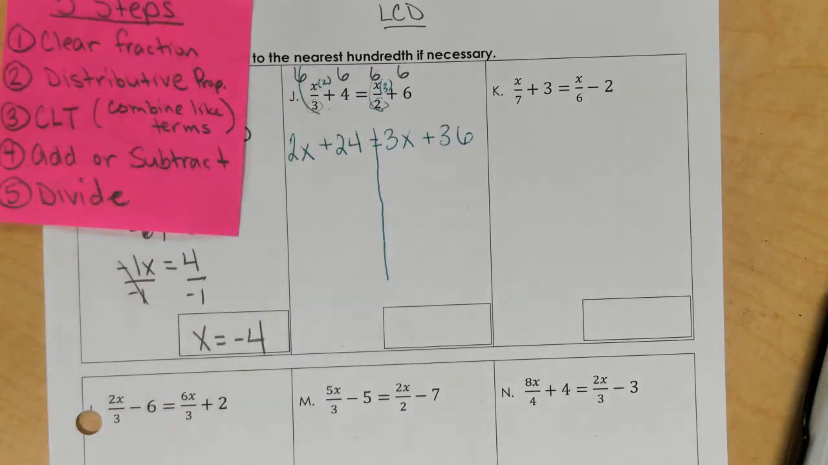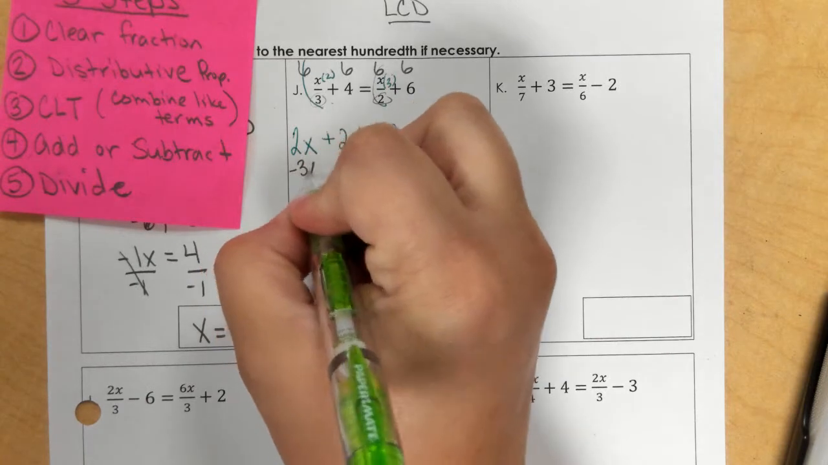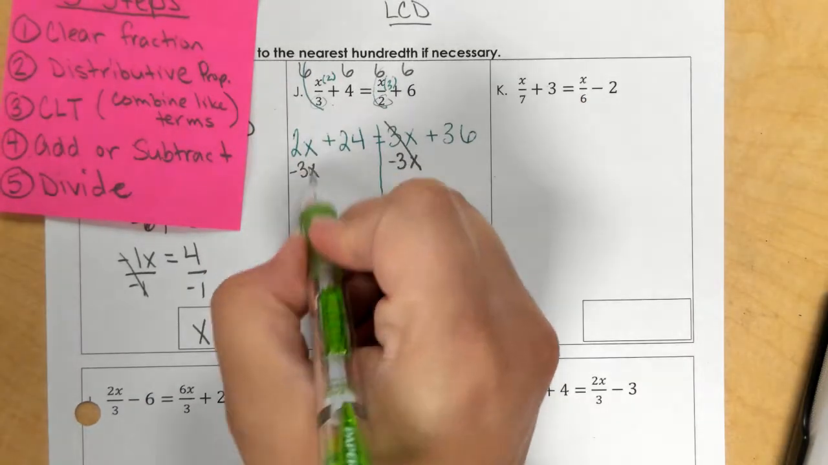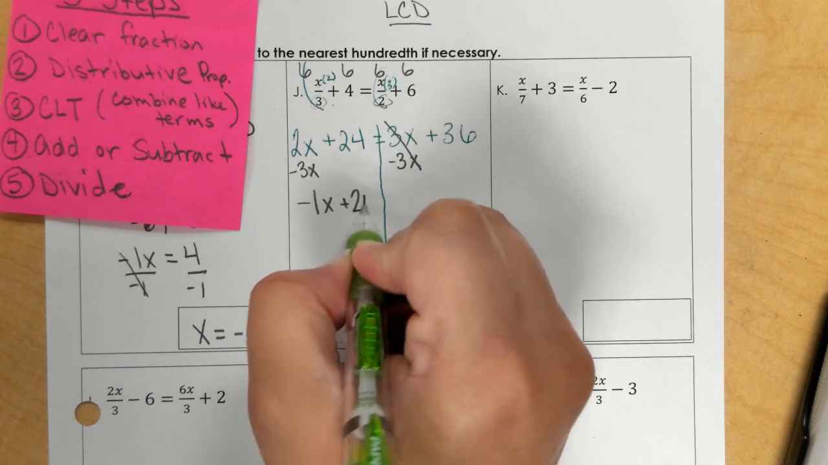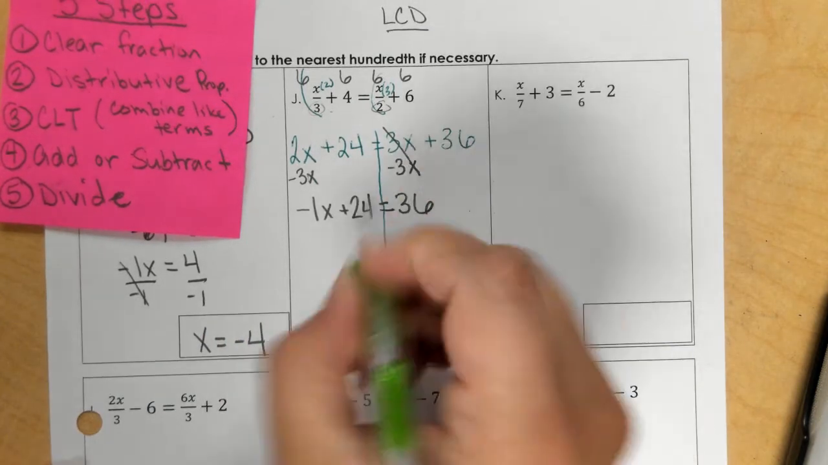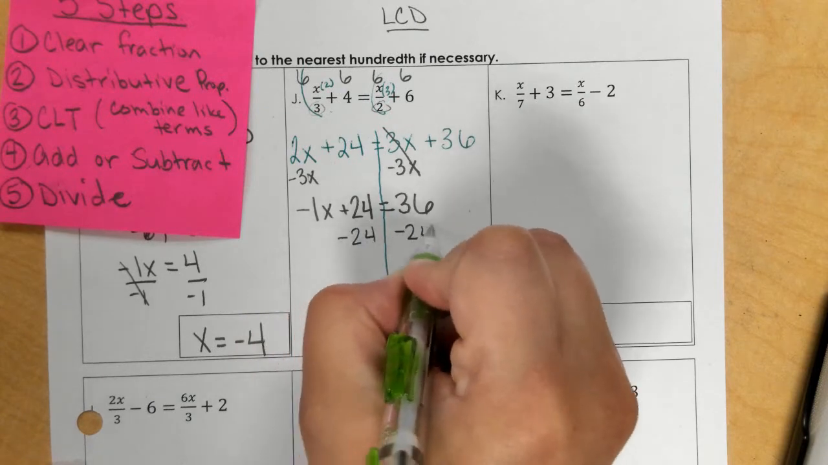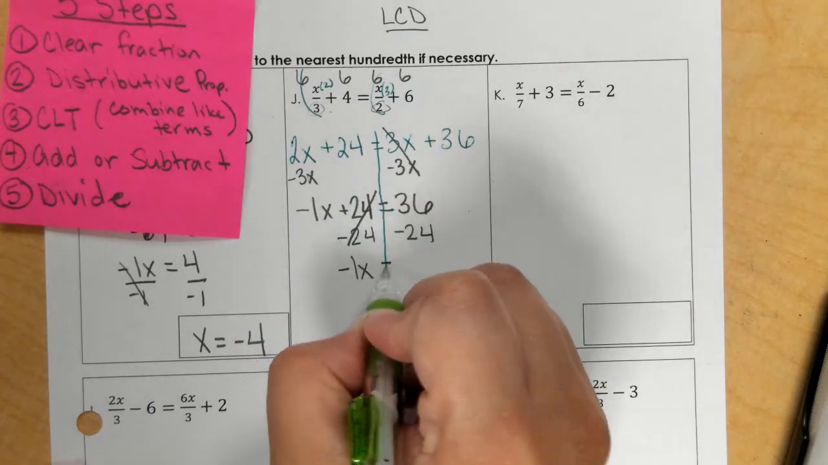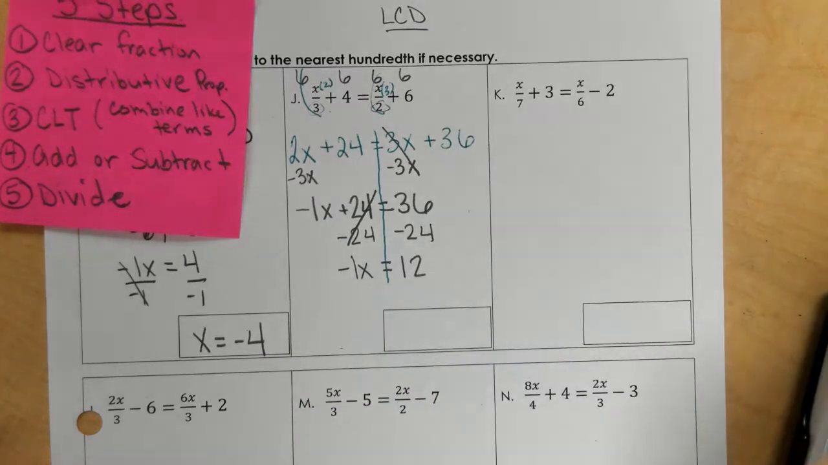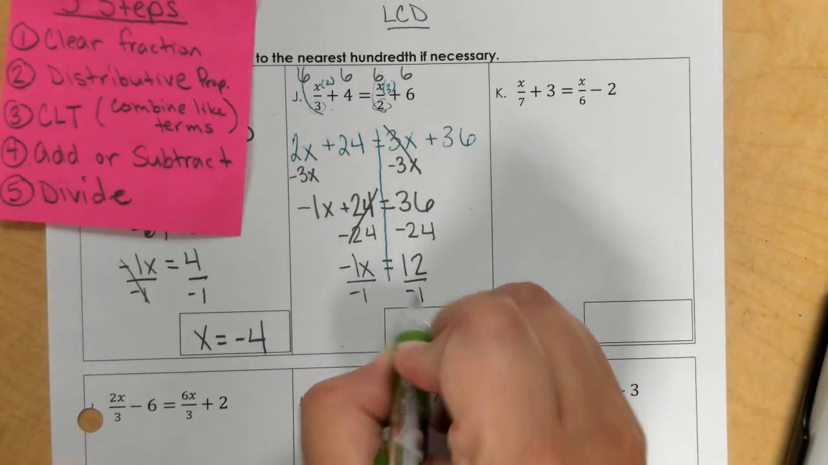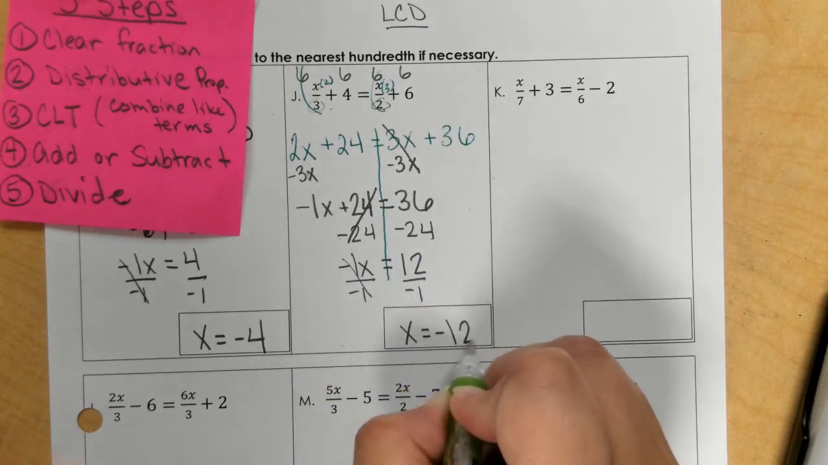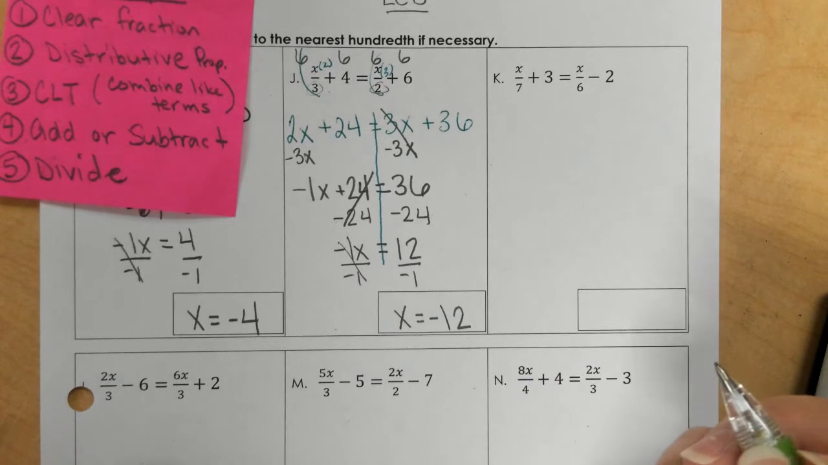Now we can solve this by subtracting our x's first. So we would have minus 3x, minus 3x. So this gives us negative 1x plus 24 equals 36. We subtract 24, and negative 1x equals 12. But we got to divide by negative 1. So we get x equals negative 12.